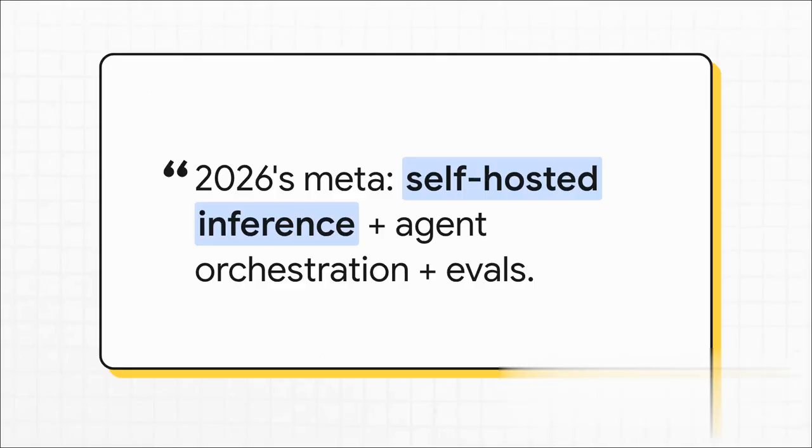There's a great quote from the sources that perfectly captures the massive industry shift we've explored today. 2026's meta: self-hosted inference plus agent orchestration plus evals. Open source AI is just scaling faster than startups can even keep up with. Mastering this self-hosted stack is for sure your ultimate advantage heading into 2026. It just completely replaces the need for massive monthly software as a service bills.